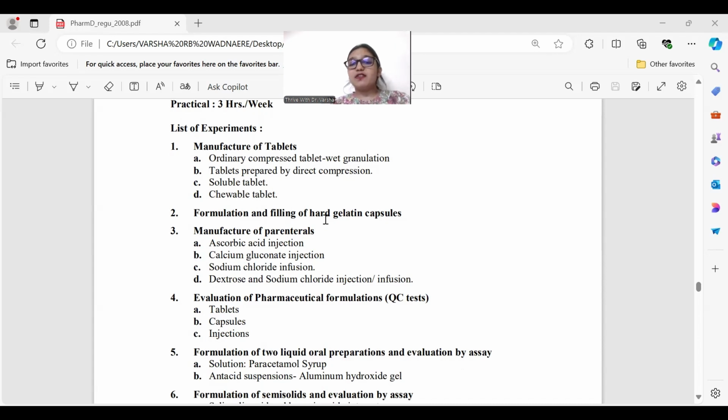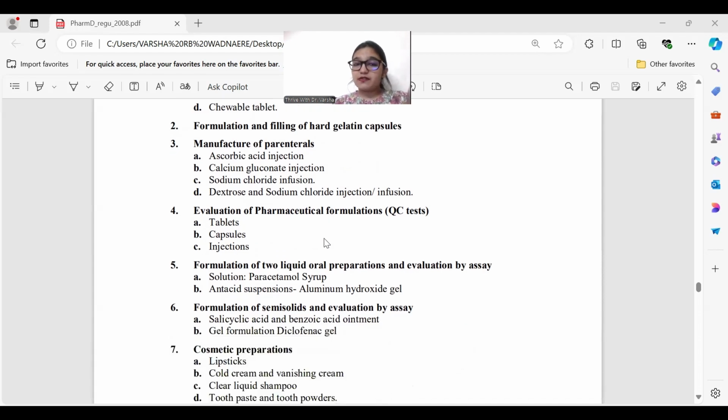Then formulation and filling of hard gelatin capsules, manufacture of parenterals, different types of parenterals, then evaluation of pharmaceutical formulation, then formulation of two liquid oral preparations and evaluation by assay. You will not just prepare, you will evaluate also. You will evaluate, is this all right, is this formulation stable? We need a stable formulation.